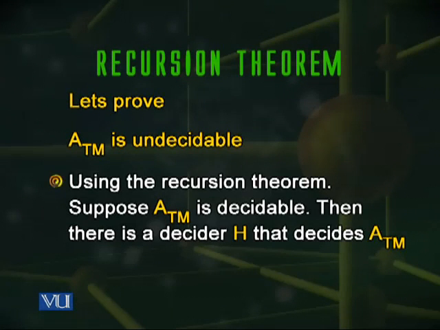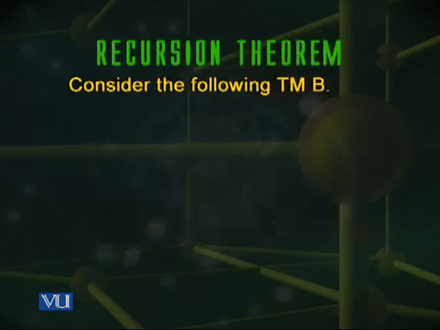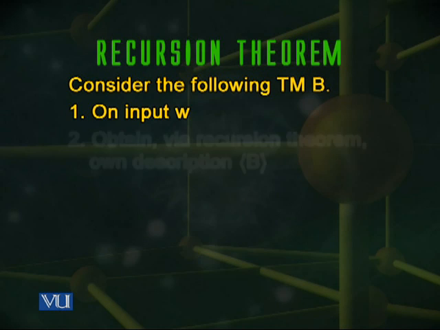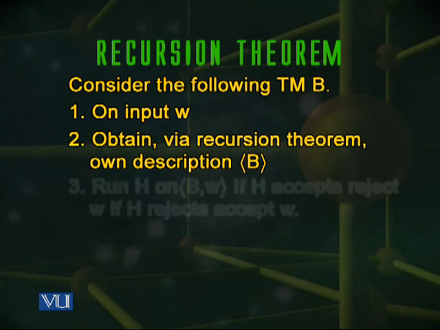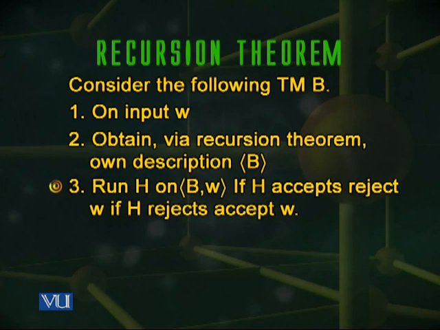Suppose A_TM is decidable. Then there is a decider H that decides A_TM. What we will do now is take this decider H and the recursion theorem to come up with a new Turing machine which we call B. Here's a description of B. On input w, the Turing machine B obtains its own description. It's allowed to do that because we have the recursion theorem. Now, B runs H on ⟨B, w⟩. That means its own description followed by w. If H accepts, then B rejects w, and if H rejects, then B accepts w.